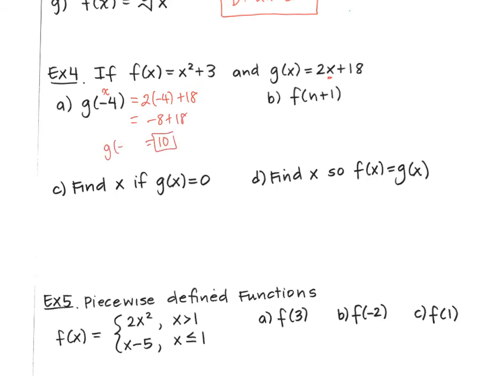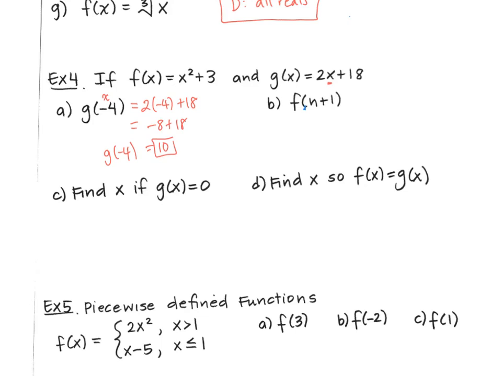So g of -4 is equal to 10. That happens to also represent the ordered pair (-4, 10). I'm going to do the same thing on the next one. This is f of n plus 1. I'm going to take the n plus 1 and plug it into the f function where the x is. So n plus 1 squared plus 3.